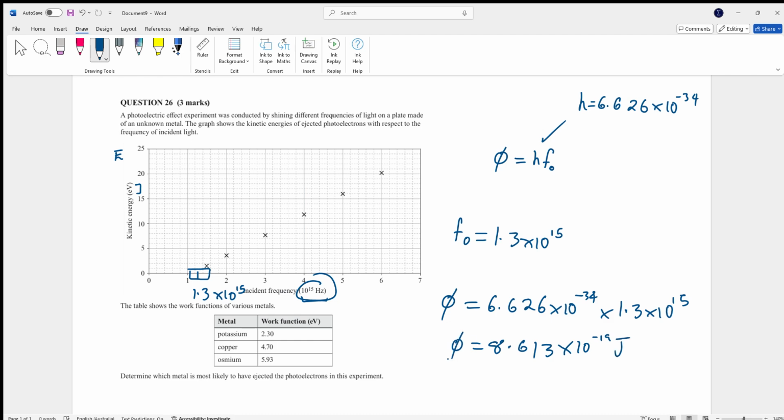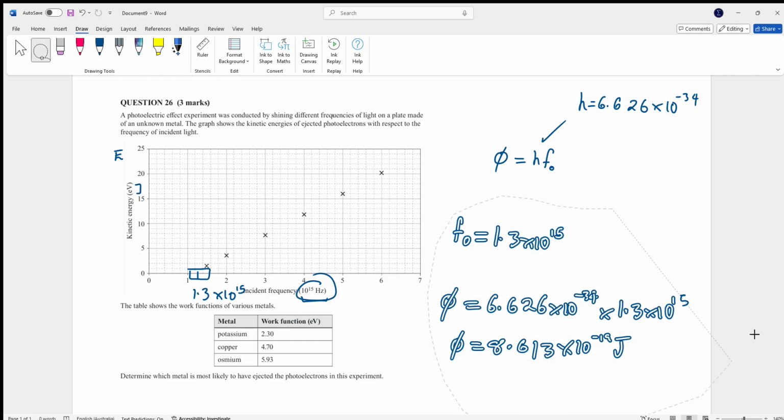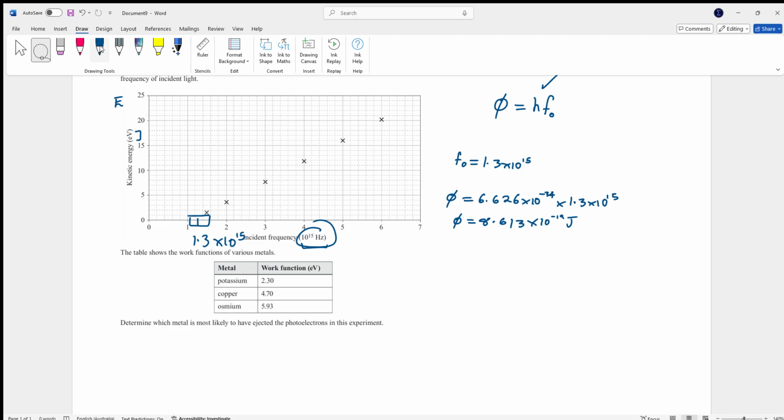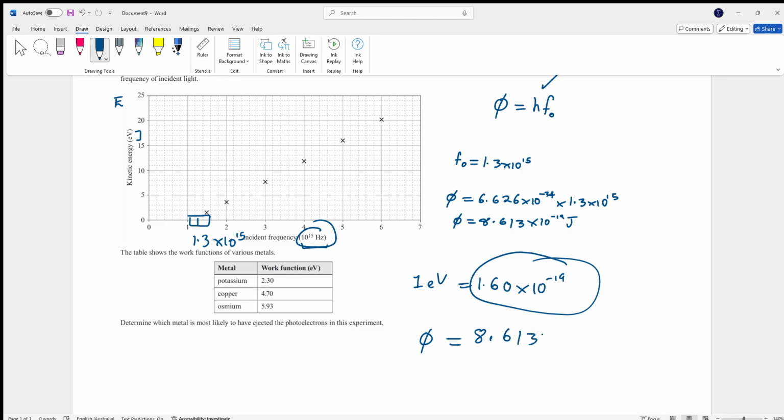Okay. Now, to convert joules to electron volts, you need to divide by the charge of an electron. Okay. So an electron volt is energy. It's just written in terms of a different unit. So 1 electron volt is 1.6 times 10 to the negative 19. So if I want to convert from joules to electron volts, I need to divide by this number. So the work function in electron volts is 8.613 times 10 to the negative 19 divided by 1.6 times 10 to the negative 19. And whatever that number is going to be our answer in electron volts.